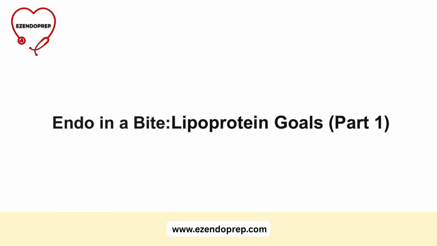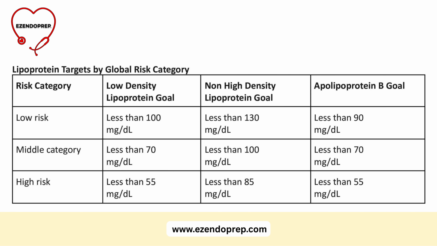Today we are discussing lipoprotein goals for cardiovascular risk reduction. First, begin with the low-risk group. In this category, the targets are straightforward. LDL should be less than 100 milligrams per deciliter. Non-high density lipoprotein should be less than 130 milligrams per deciliter. apoB, if measured, should be less than 90 milligrams per deciliter.